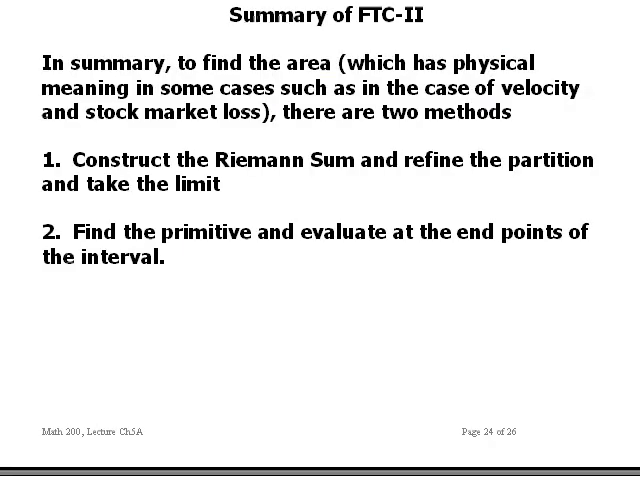What we have really is a summary of the fundamental theorem of calculus part 2. There's 2 parts to it. So here's the summary. To find the area, which has physical meaning in some cases, such as the case of velocity and stock market losses, there are 2 methods. 1, construct the Riemann sum, refine the partition and take the limit. Or 2, find the primitive and evaluate the primitive at the endpoints of the interval.